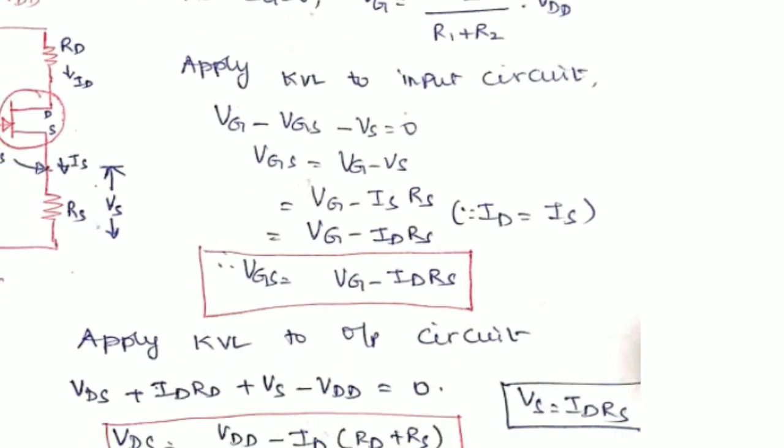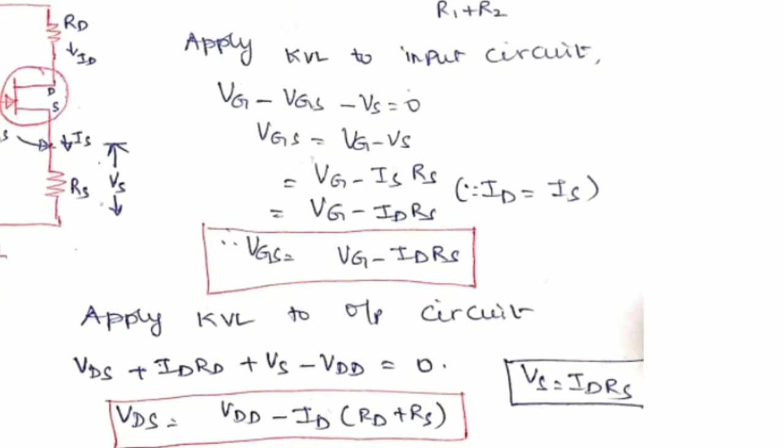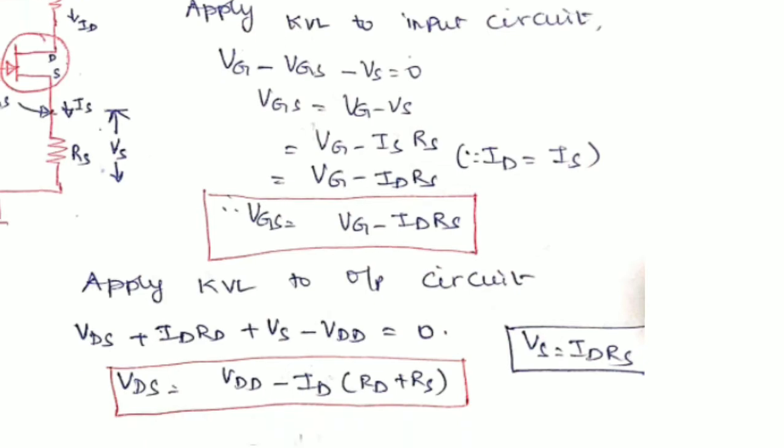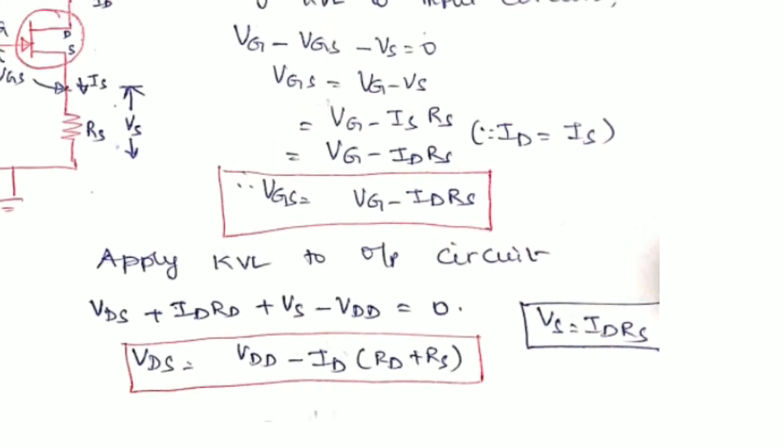So from this, what about your VGS? VGS is VG minus ID into RS. VG is obtained from the resistor ratio. Then apply KVL to the output circuit. So VDS equals VDD minus ID into RD plus RS.